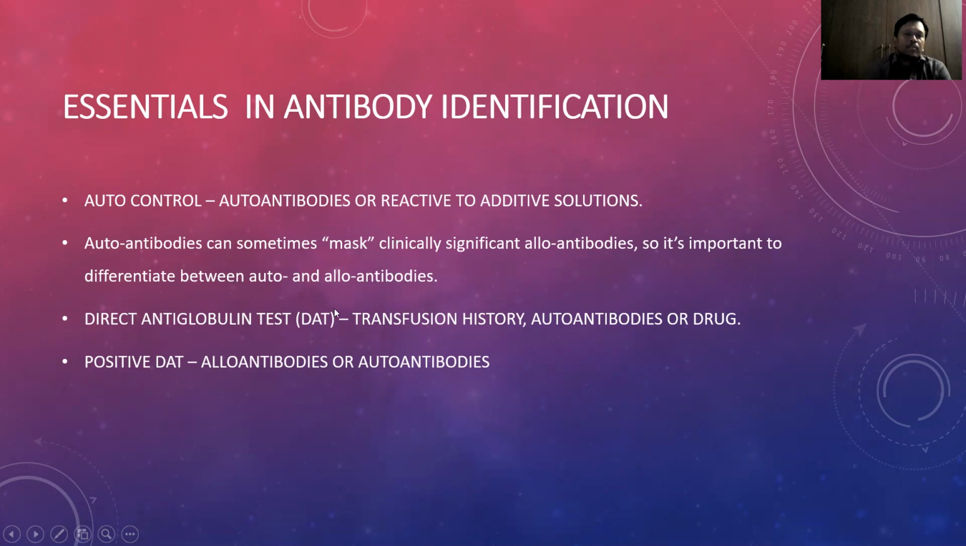Another test which is very important is the direct antiglobulin test, DAT, in which transfusion history, autoantibodies or drugs can all cause a positive DAT. So in case of a positive DAT, it can be either an alloantibody or an autoantibody.